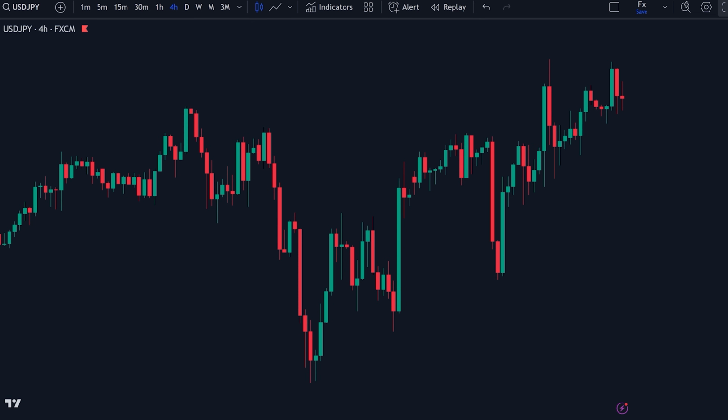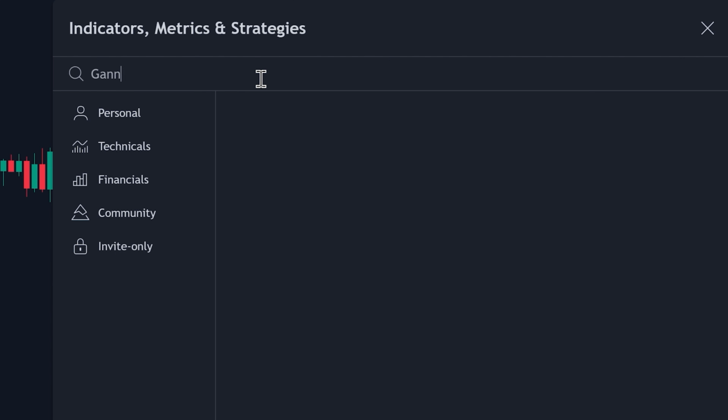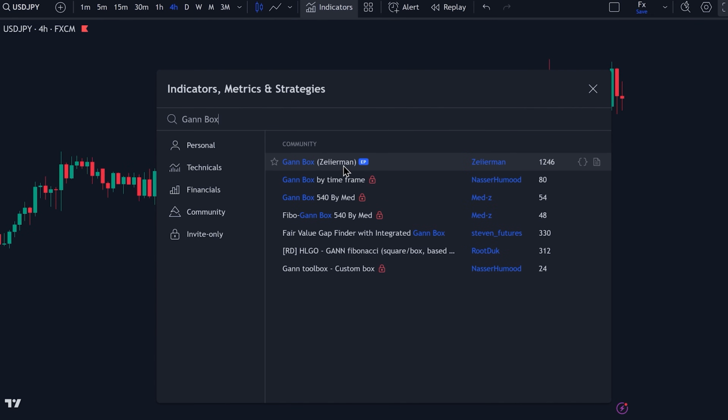Setting up the indicator on your chart is a simple process. Click on Indicator. Search for Gann Box. Select the Gann Box by Zierman. That's it.